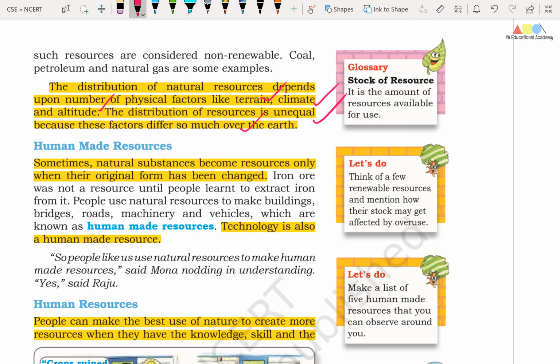Right friends, we will learn one more thing, that is stock of resources. Friends, it is the amount of resources available for use. So we call it stock of resource.